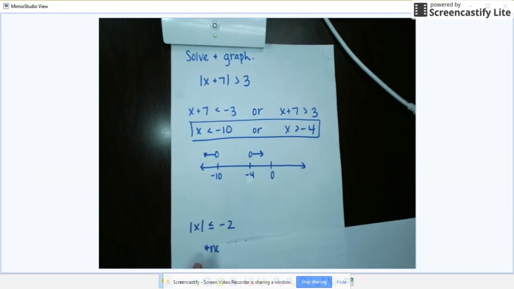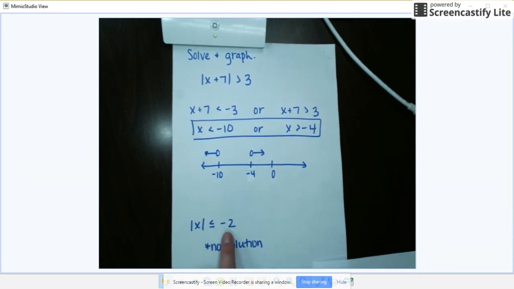And last, if we have absolute value of x is less than or equal to negative 2, remember absolute value talks about distance from 0. Our distance can never be a negative number. So this absolute value being less than a negative number would be no solution.